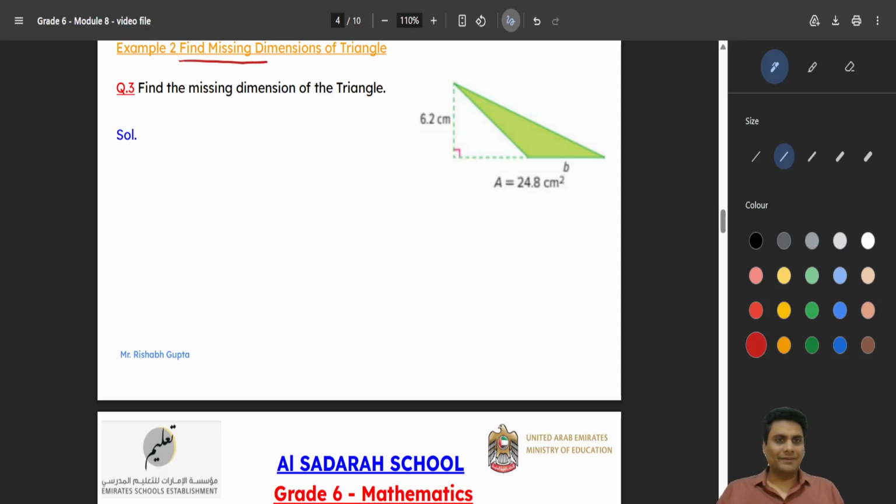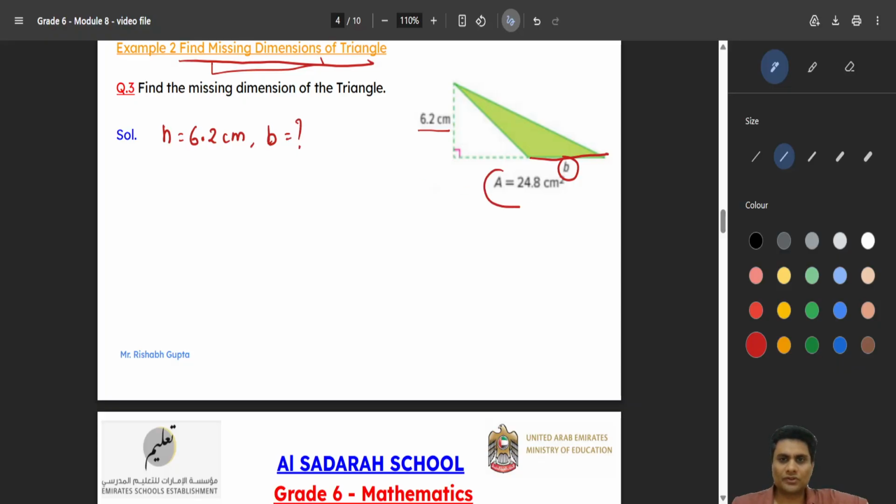Next type, find the missing dimension of the triangle. So the triangle has two dimensions, the base and the height. In this type of question, one dimension will be missing. Let's check. In this triangle, the height is given. So I know that my height is 6.2 centimeter. But here the base is not given, B. So we have to find the B. The area of this triangle is also given here. The area is 24.8 centimeter square.